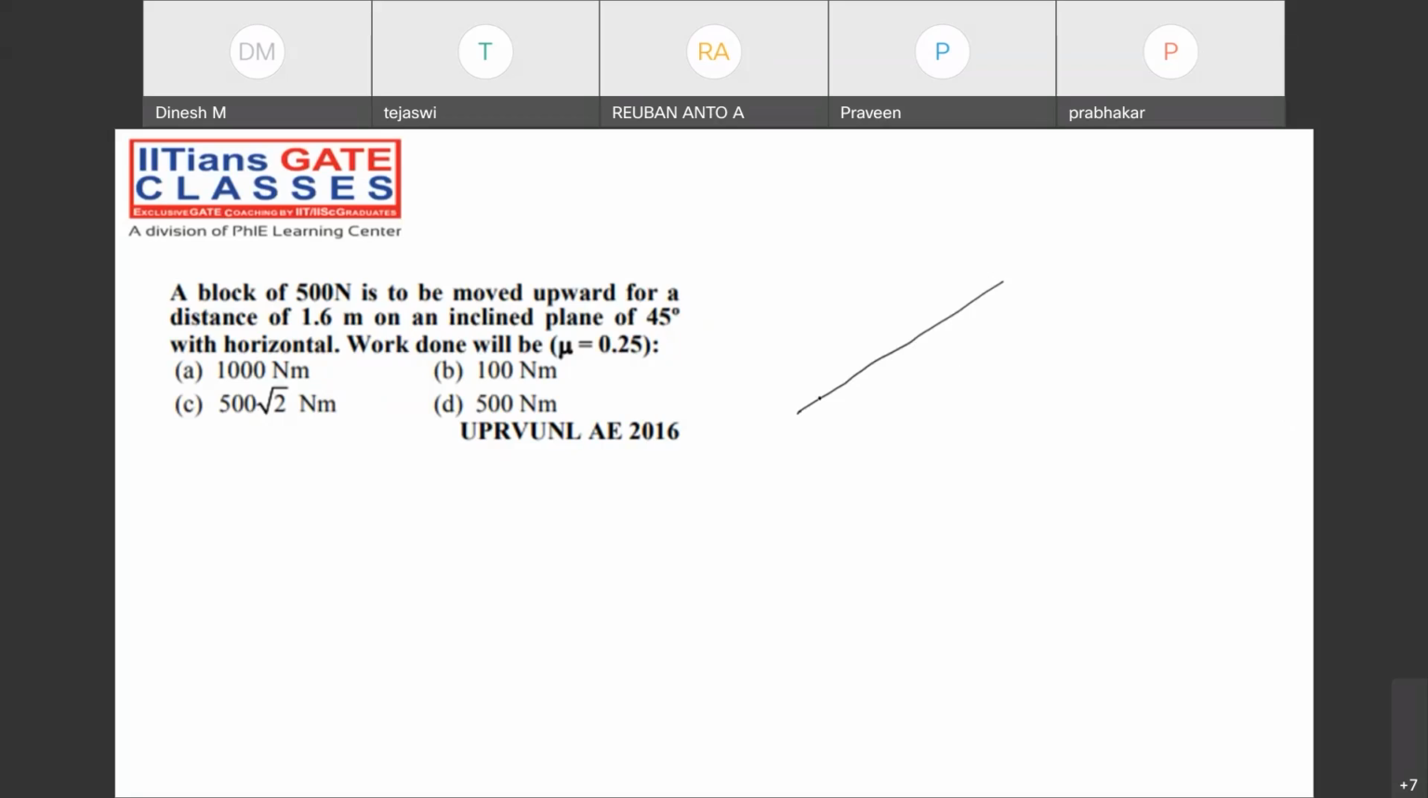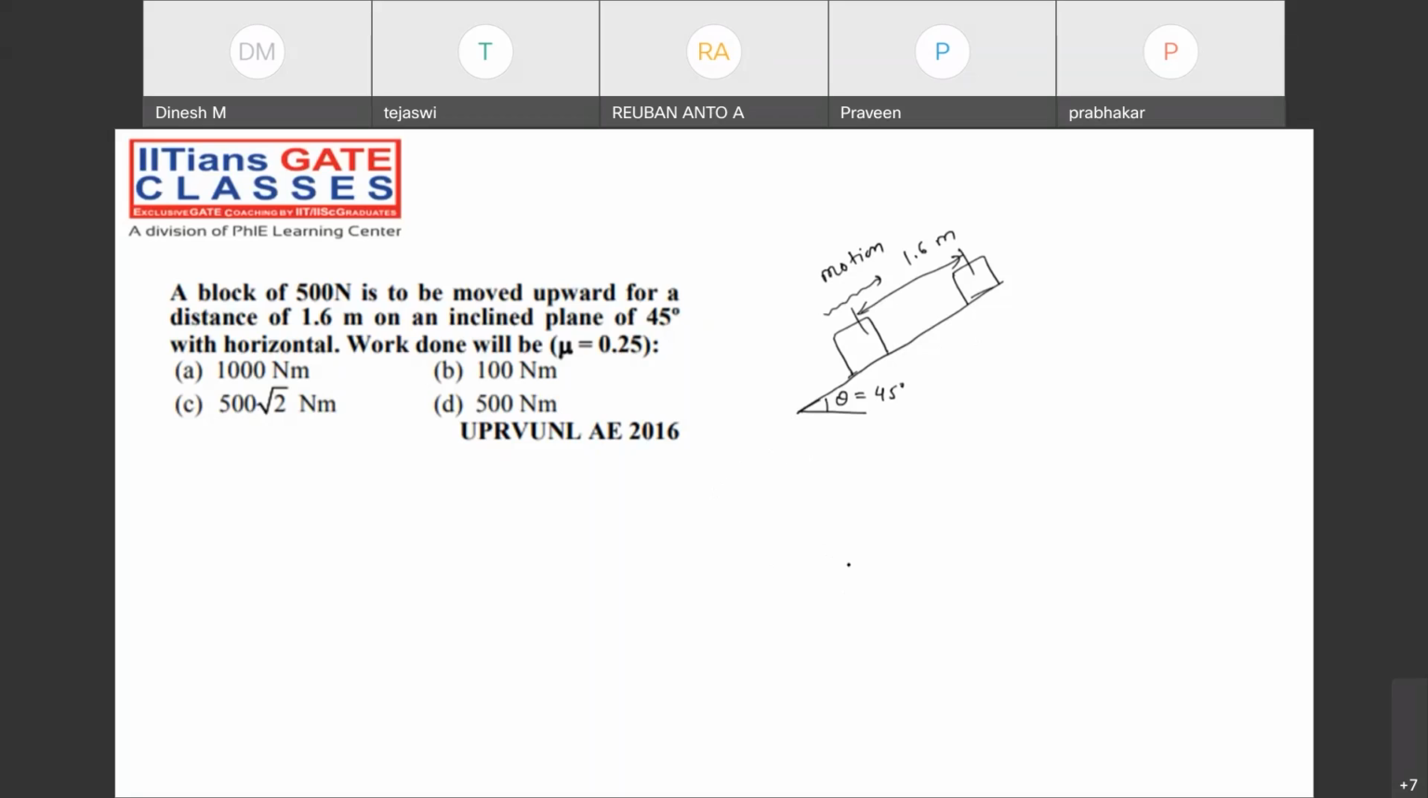Very, very important. A block is on a rough inclined plane. Now this block is moving in the upward direction. The motion is up the plane. It has traveled a distance from here to here. The distance traveled is 1.6 meter. What is the theta value? 45 degree, my dear friend. They are asking, what is the total work done?